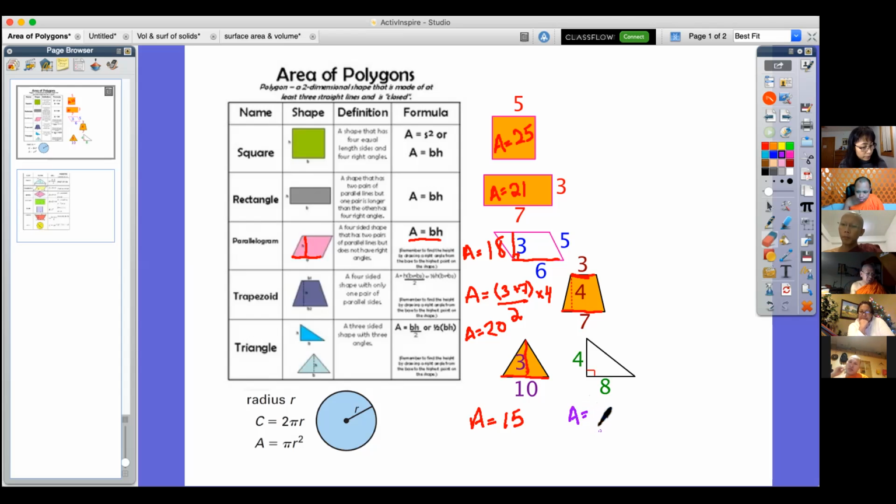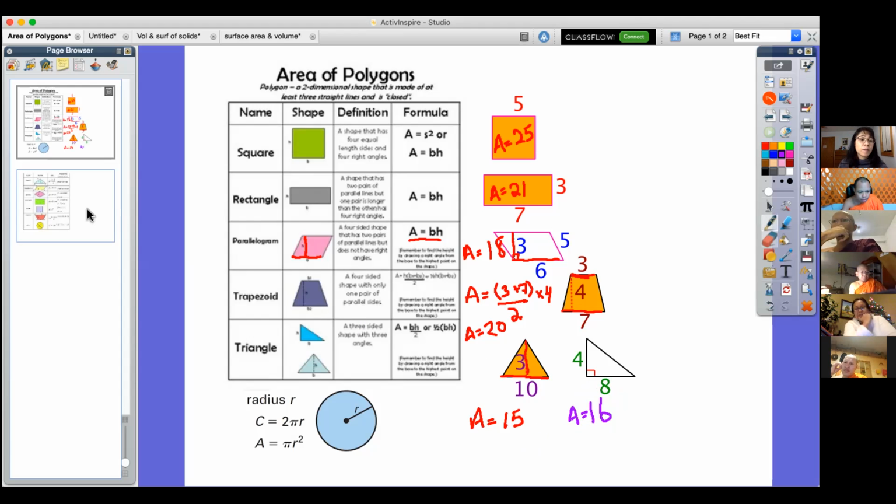32. 16. 8 times 4 is 32, divided by 2 is 16, okay? Nice, we have 16. Good. Being in a test, it's about time. You don't have a lot of time to think. You have to be quick.